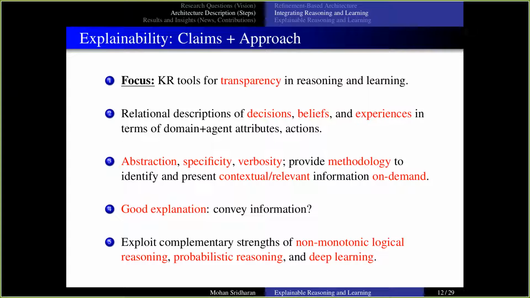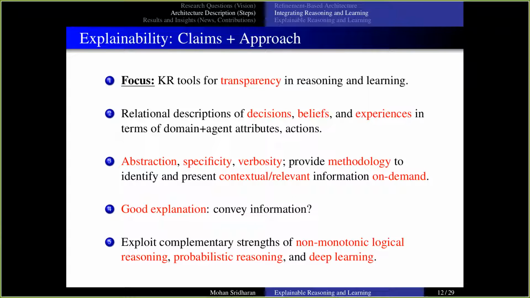Remember that our goal here is to use KR tools for transparency in reasoning and learning. Explanations to us are relational descriptions of decisions, beliefs, and experiences in terms of the attributes of the domain, attributes of the agent, and the actions that are taking place. And we want to provide contextual and relevant information on demand. In order to do so, we characterize explanations on the basis of a few axes: abstraction, specificity, and verbosity. And we provide a methodology that uses these axes to characterize explanations.